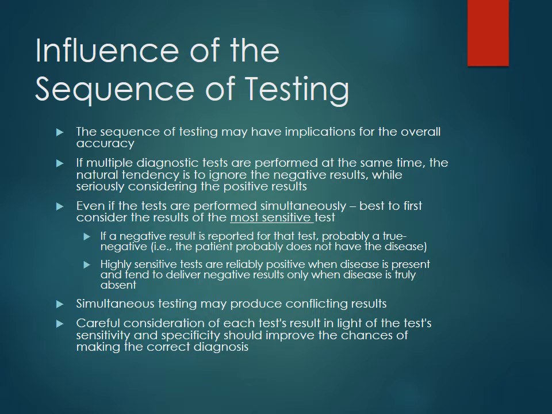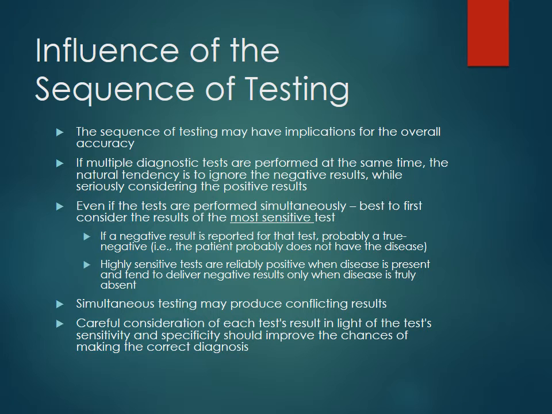Even if tests are performed simultaneously, it's best to first consider the results of the most sensitive test and then move on from there to start to evaluate the more specific tests after that. If a negative result is reported for that test, it's probably going to be a true negative. The patient probably does not have the disease, because we know that it's much more likely to have a true negative for a lot of tests than to have a false positive. Your highly sensitive tests are going to be more reliably positive when the disease is actually present and tend to deliver negative results when the disease is absent.